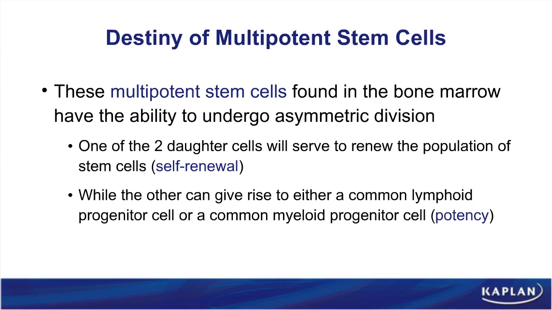The other daughter cell now has the potential, or potency, to give rise to either a common lymphoid progenitor cell line, which can go on to become a B or T lymphocyte, or even a natural killer cell. Or that cell could go on to become a common myeloid progenitor cell, in which the remaining blood cells are going to be produced. One distinguishing feature of the stem cells that I need to ask you to really commit to memory is that on the surface of the stem cells, they also express a unique surface marker called CD34.